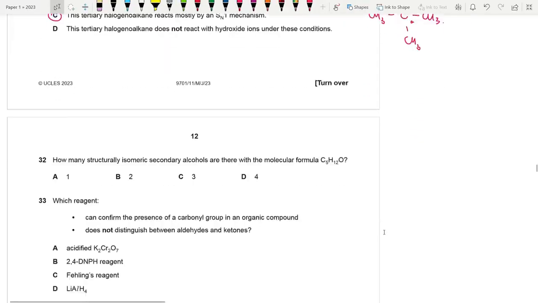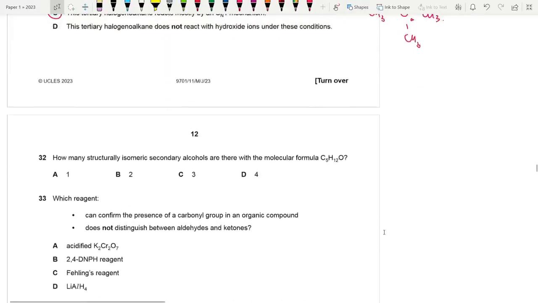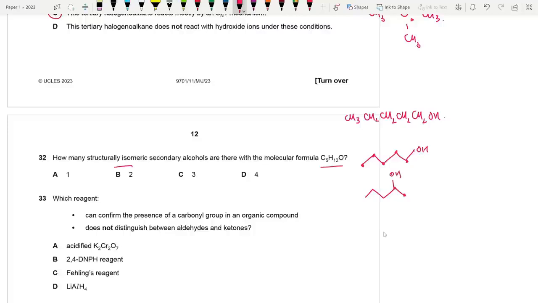Mostly by SN1 mechanism. How many structurally isomeric secondary alcohols are there with C5H12O? Okay, only structural isomers. So CH3CH2CH2CH2CH2OH. I'll draw using skeletal, okay? It'll be easier for me. 1, 2, 3, 4, 5. Pentan-1-ol. Now pentan-2-ol. Then 1, 2, 3, 4, 5. Pentan-3-ol. So these are 3.